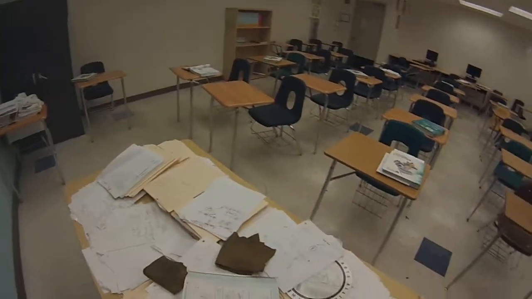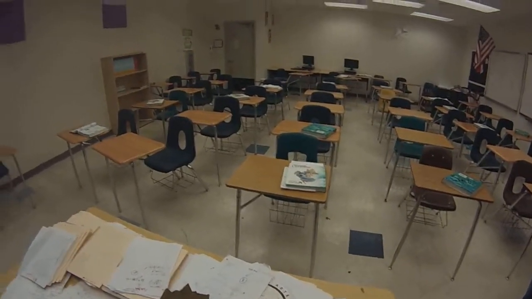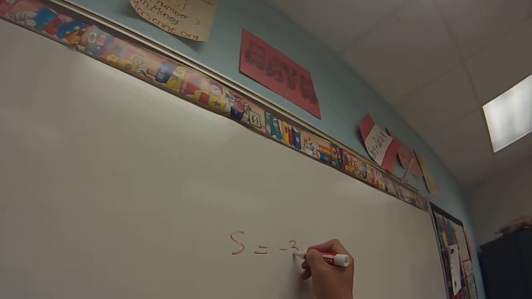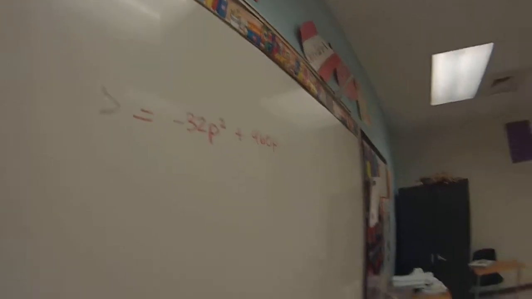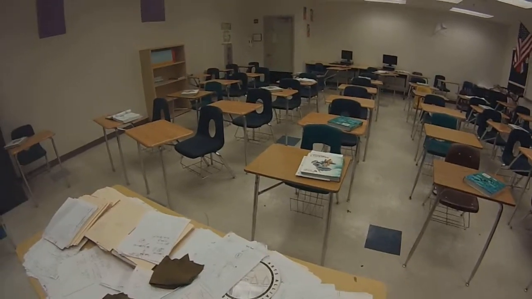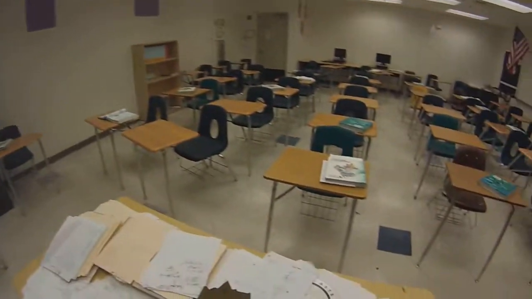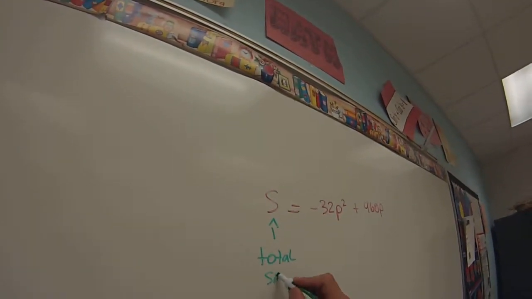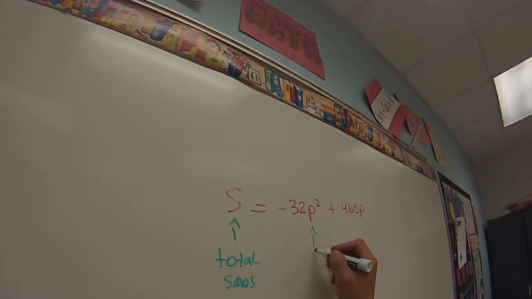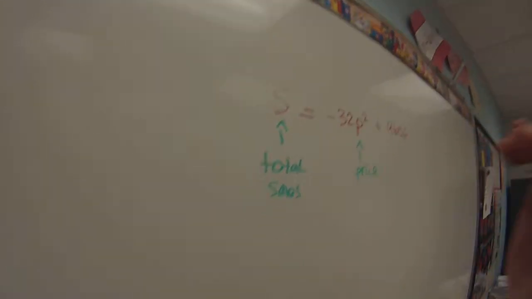Okay, so in this case, we're given this equation here. S equals negative 32p squared plus 960p. This equation is telling us S, which is the total sales, and P is the price of the new toy.